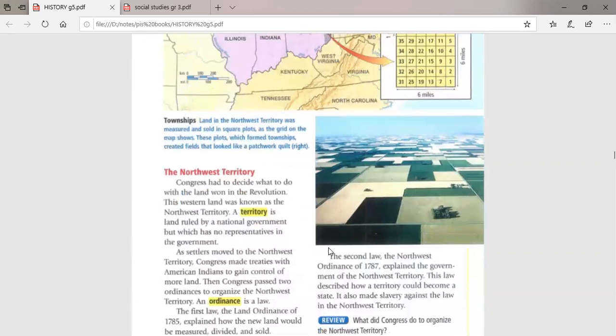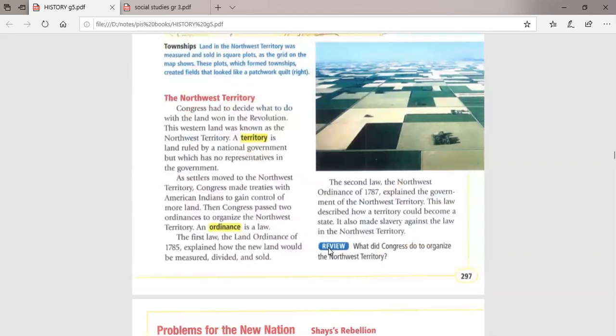This is the Northwest Territory. Here it speaks about a piece of land in America and how the Americans will divide this land according to two laws. Okay, law here, guys, means ordinance. Ordinance means a law. So the Congress created two laws concerning this territory.